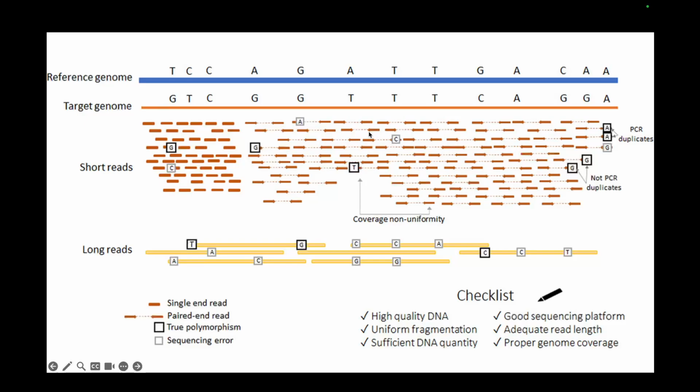So the thing to do is basically have high quality DNA, uniform fragmentation, sufficient DNA quantity, and a good sequencing platform. If you are looking for single nucleotide changes, it's okay to use short read, but if you're looking for very big variations in the genome, it's good to have long read data.